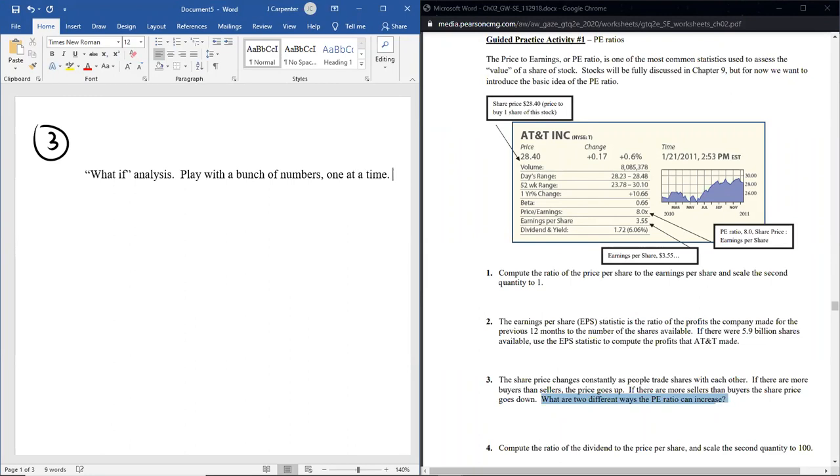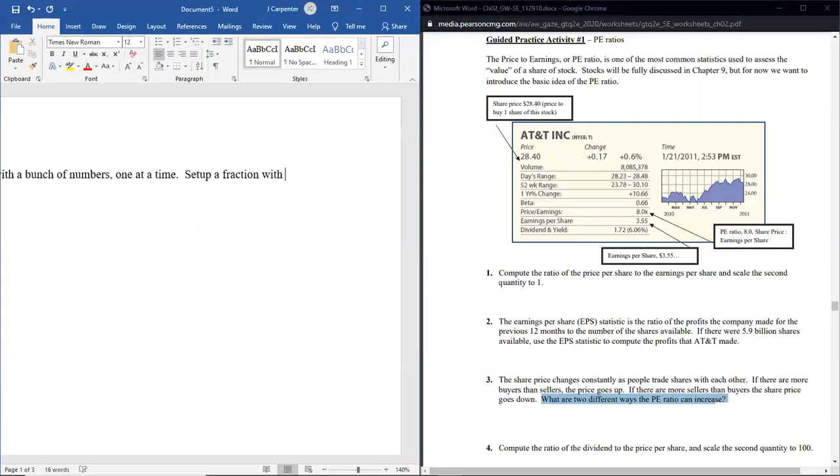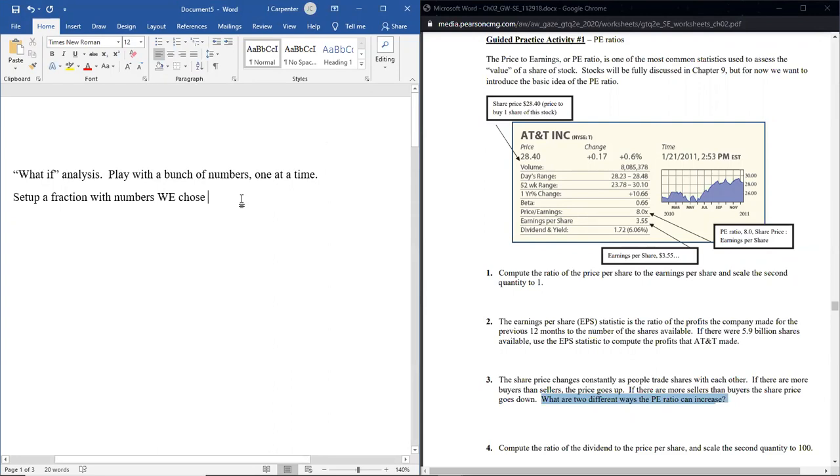At a time. For this particular problem, we are going to set up a fraction with numbers we choose. See what the answer is. Then, so this will be our baseline.